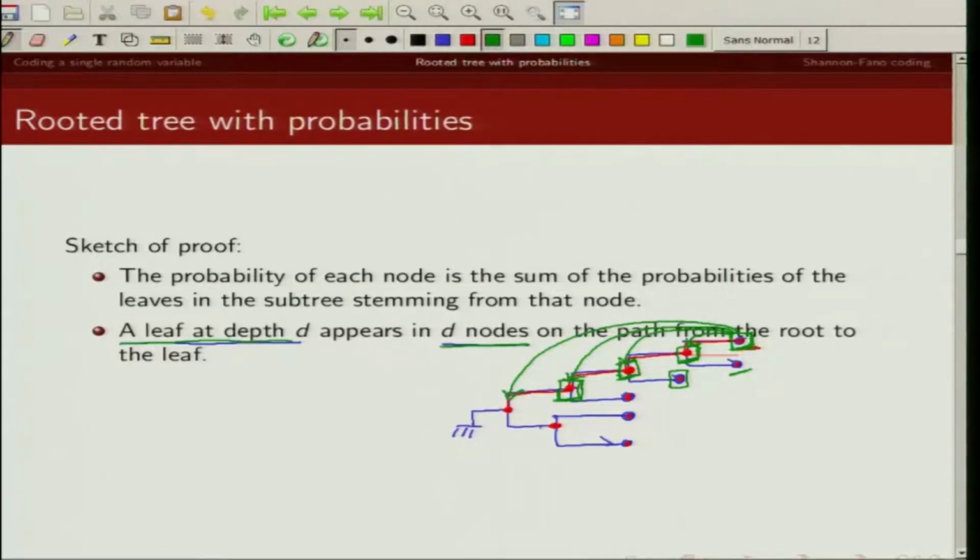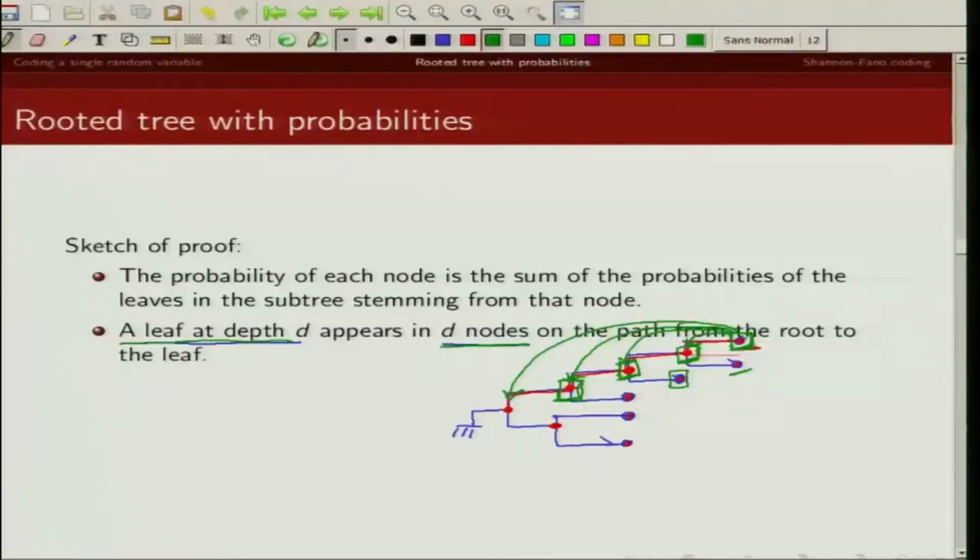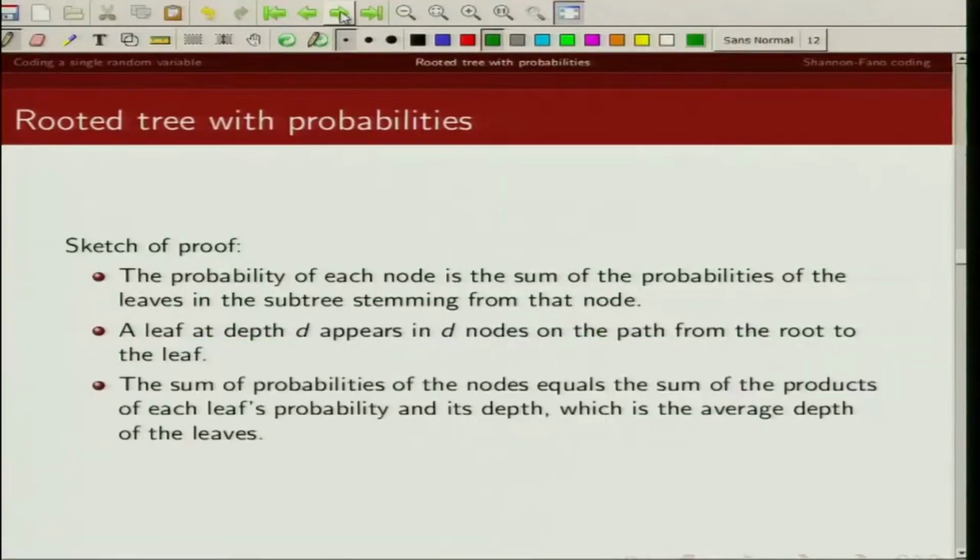So, you can see that if a leaf is at depth d, its probability is going to appear in d nodes on the path from the root to the leaf. So, the sum of probabilities of the nodes is equal to the sum of the product of each leaf's probability and its depth, which is precisely the average depth of the leaves.